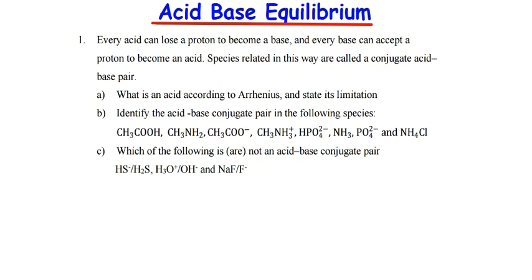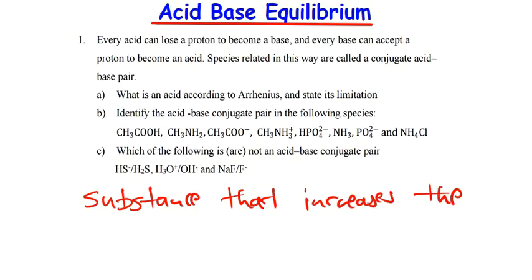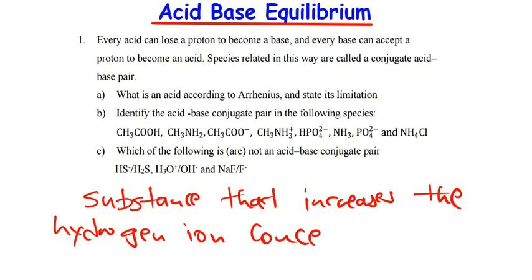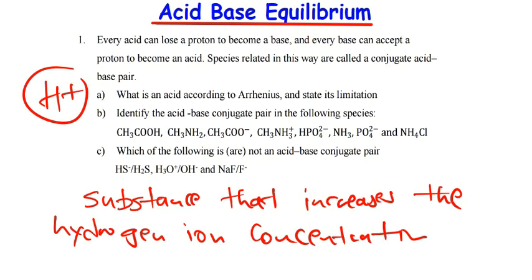What is an acid according to Arrhenius, and state its limitation? Unlike the definition given in the context above, an acid according to Arrhenius is any substance that increases the hydrogen ion concentration. I've shown you what a hydrogen ion is, the same proton. So any substance that is able to increase the hydrogen ion concentration when dissolved in water is called an Arrhenius acid. That's how Arrhenius defined an acid.